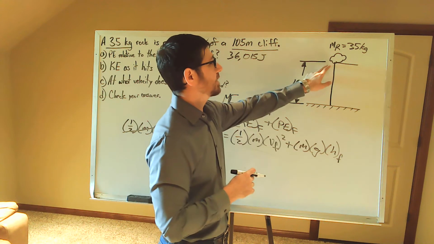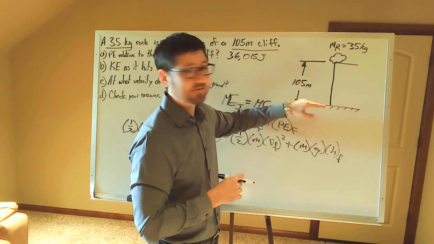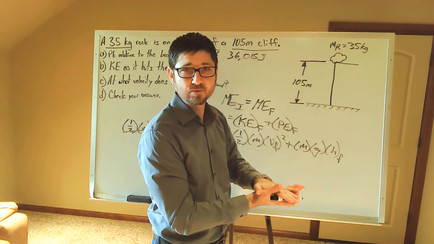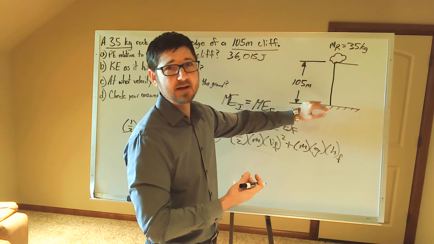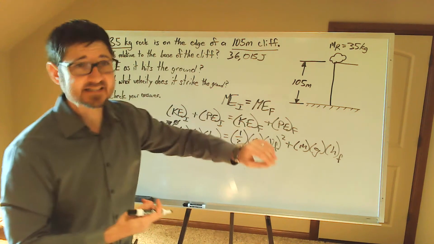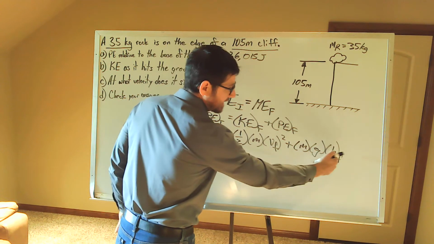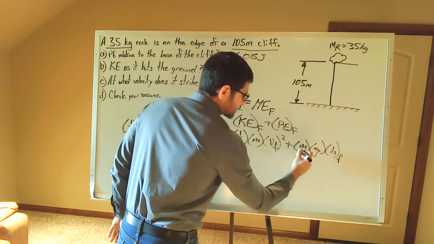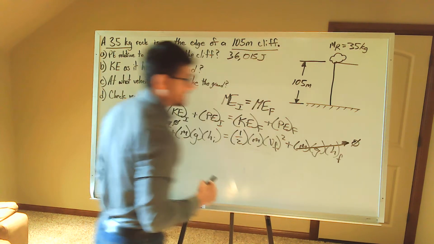Now, we know that the rock, its final position is at the reference level. The rock hits the ground. So when it hits the reference level, its gravitational potential energy is 0 joules. So let's go over here. The final height, this is 0. So all of this goes to 0.